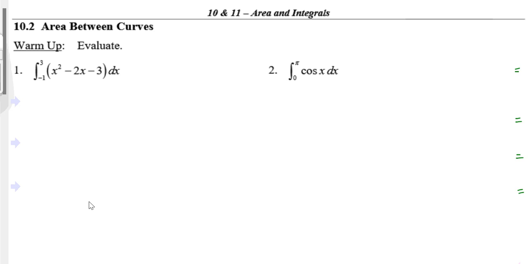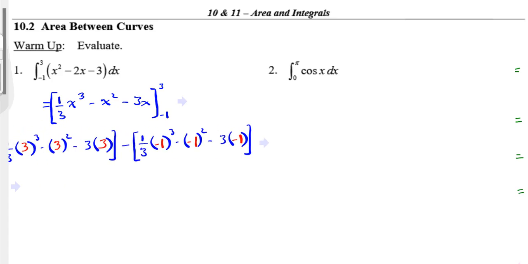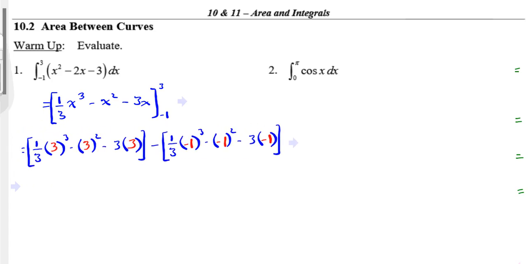All right, let's take a look at these two questions. First one, the antiderivative of x squared is 1/3 x cubed, of 2x is x squared, and of 3 is 3x. Good. Remember the notation. We use the square brackets and our bounds from -1 to 3 on the right side once we have the antiderivative. Then we can plug in the 3, plug in the -1, and subtract.